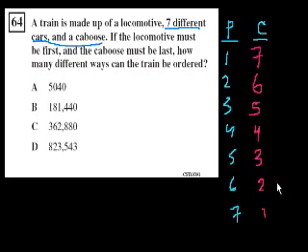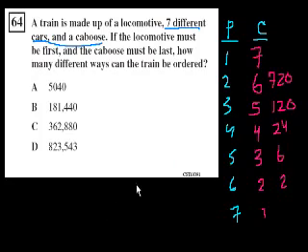1 times 2 is 2. 2 times 3 is 6. 6 times 4 is 24. 24 times 5 is what? 120. 120 times 6 is 720.